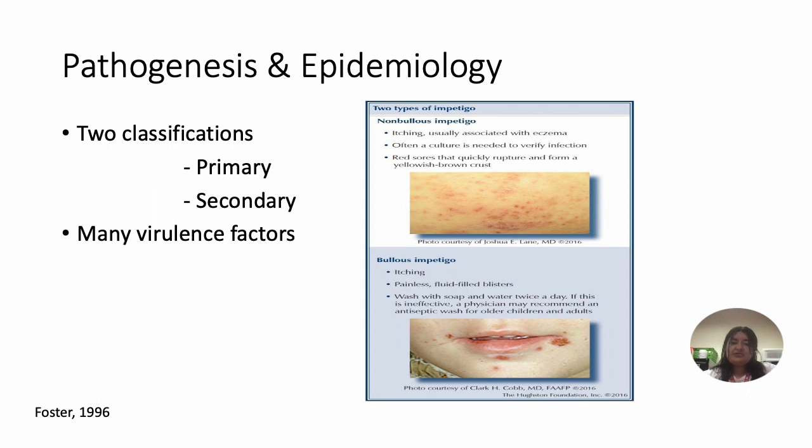What makes individuals more susceptible? Malnutrition, immunosuppression, daycare attendance, overcrowding, diabetes, and poor hygiene. In terms of triggers, it can be varicella, herpes, scratching, lice, burns, traumas, insect bites.